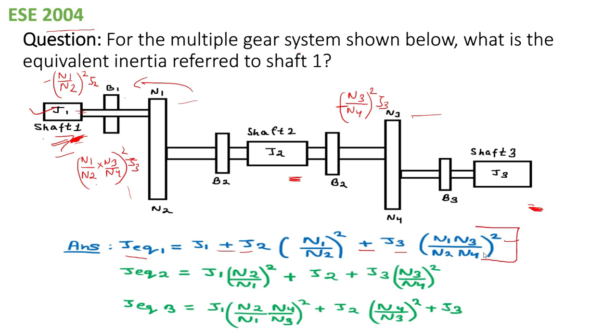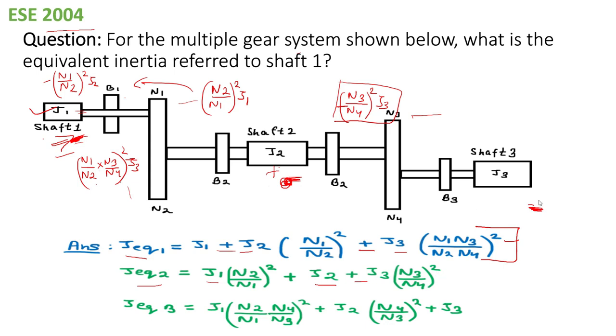And now if you have to find the equivalent inertia referred to shaft 2, how will you write it? For shaft 2, J2 will remain like this, J3 will become this, and J1 will become (n2/n1)². Therefore, J equivalent referred to shaft 2 is equal to J1 (n2/n1)² plus J2 plus J3 (n3/n4)².